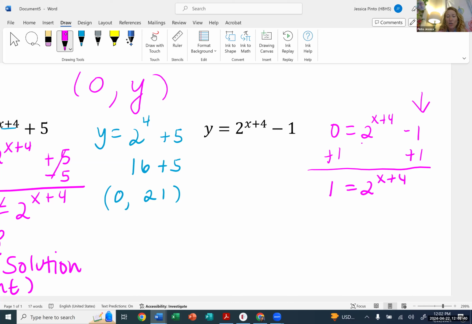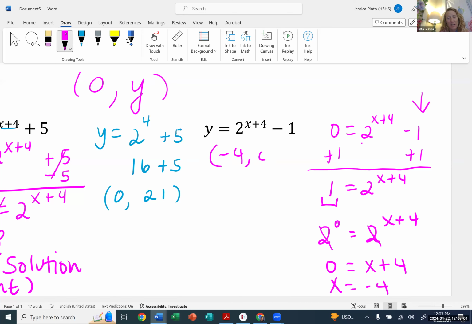So 2 to what power gives 1? 2 to the 0 power is equal to 2 to the x plus 4. And now you can say, oh, the bases are the same. We'll cancel those out. And we'll get 0 is equal to x plus 4. x is equal to negative 4. And that was just kind of fun. Negative 4, 0. So I wanted to show that sometimes there are cases where you could use that common base like we did in 5.3.